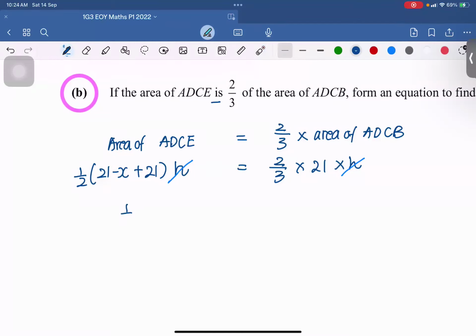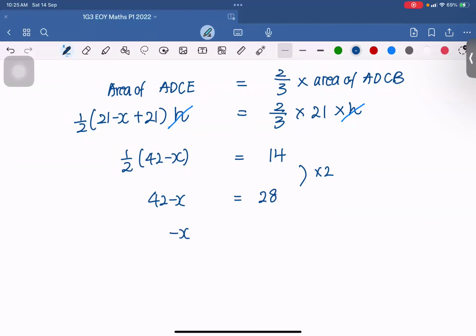So this will be half of 21. This is 42 minus X. This one, 2/3 times 21 will give you the number 14. Then now, how do we get rid of the half? We'll have times 2, so we'll multiply by 2. Then I want negative X, so I'll get rid of 42, minus 42. And we get our number. Therefore, X equals 40.